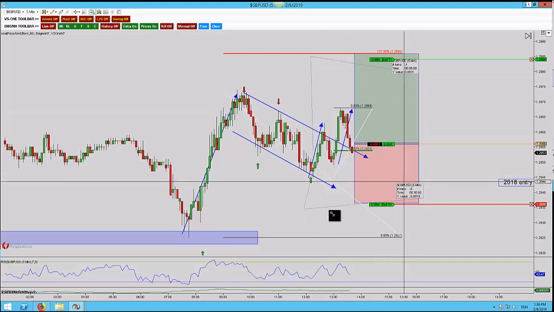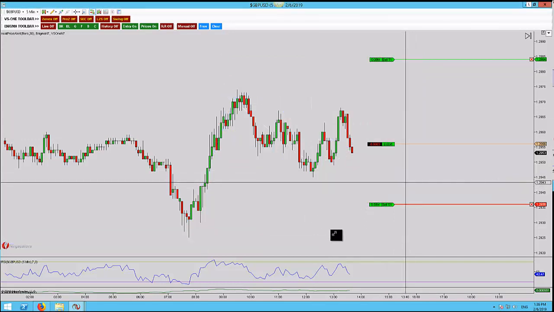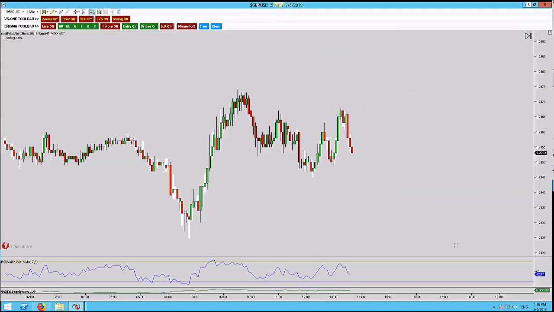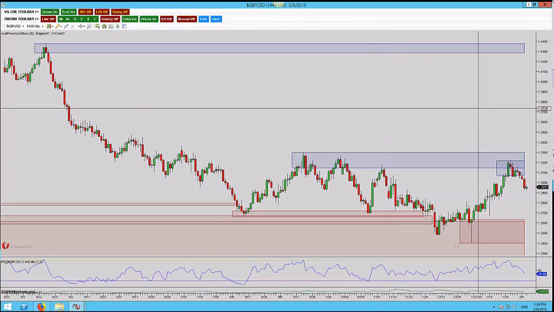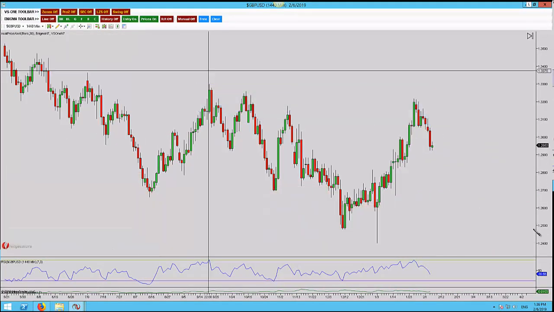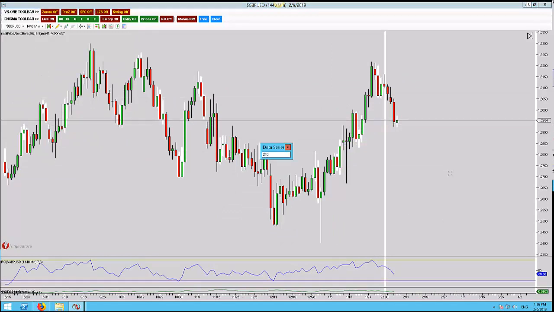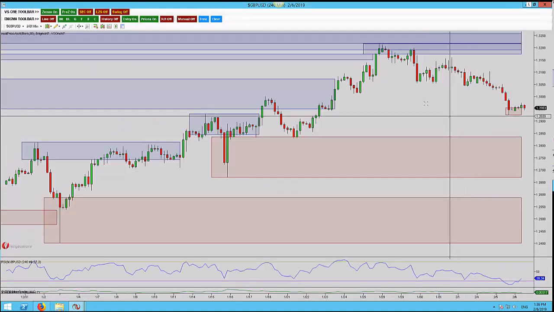So what I am just going to do here is talk through the entire trade rather than just keep it on that time frame. So let's go out to the dailies. Not much here on the dailies, to be honest, other than the fact that yesterday we put in a big lower close candle here on the 240.